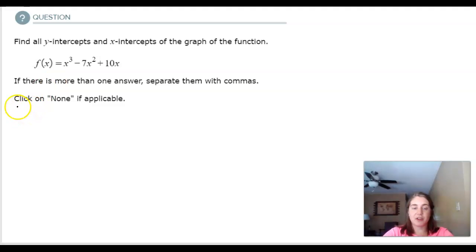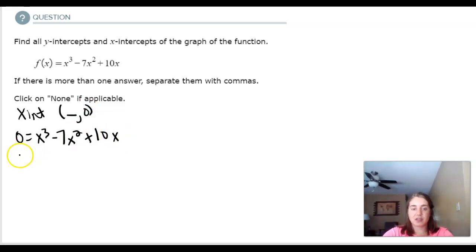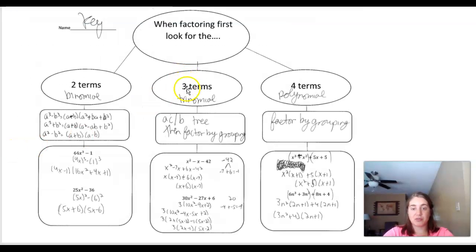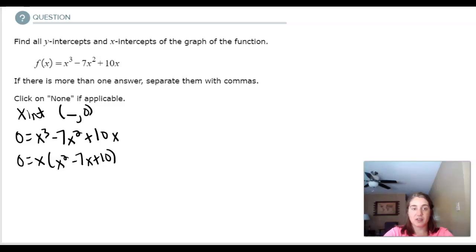Okay, this one's our x-intercept and our y-intercept again. So I'm going to do the x-intercept, which is setting the y equal to 0 and solving for x. So I can pull out a greatest common factor of an x. I need to factor this. I go back to my factoring tree. Three terms is an ACB tree. So A times C is 10. Add to B of negative 7: negative 5 and negative 2.